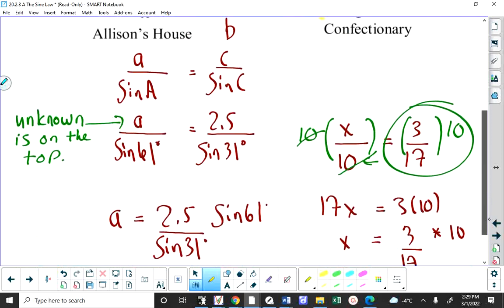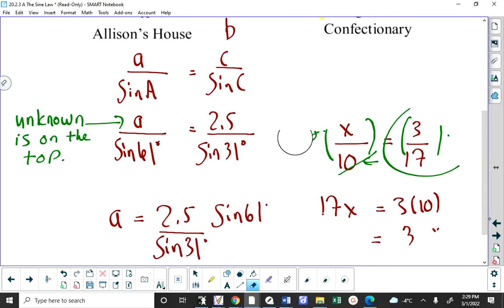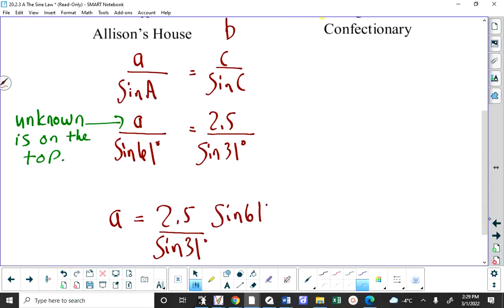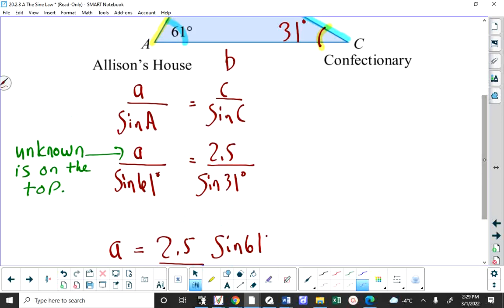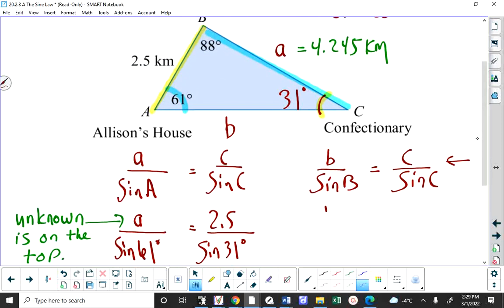So for the next one, get rid of this. I'm basically now going B over sine B equals C over sine C. But again, this line you don't really need to write. I could have just looked at the diagram and said B over sine 88 is equal to, the pair I know is 2.5 over sine 31.